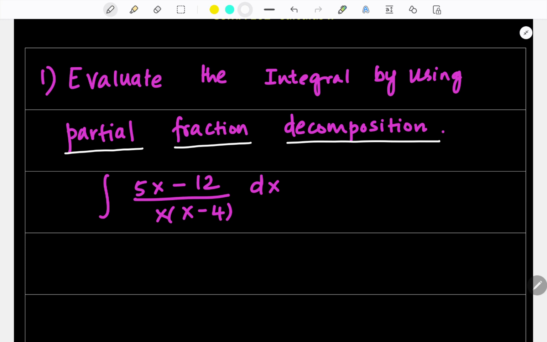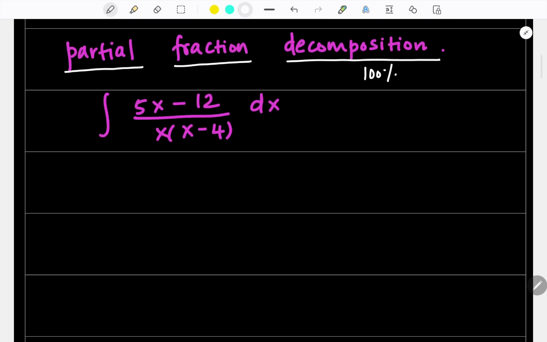Is this a word given in the question, teacher? Yes, 100% they will give you this word in the question paper. So one question in the final exam is sure for partial fraction decomposition. Let's go to the solution.